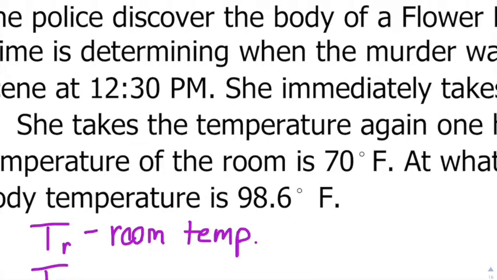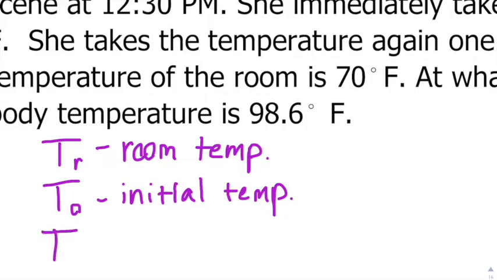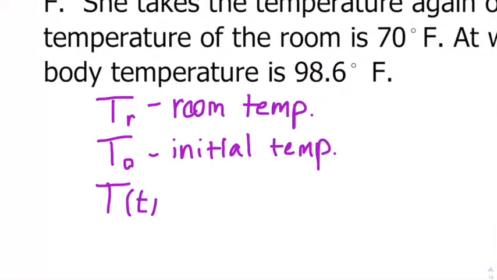And then T sub 0, also called T naught, is going to be the initial temperature. And then they also had T of t right here. So this will represent the final temperature, I guess. Or you can even say the current temperature right there.